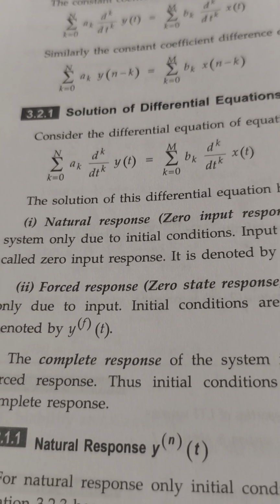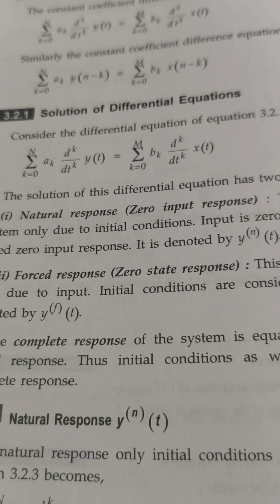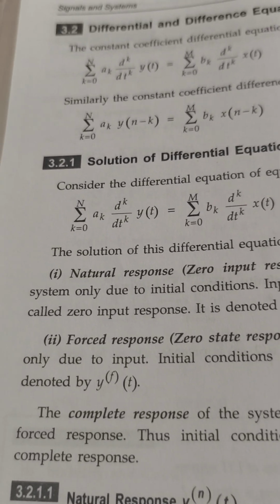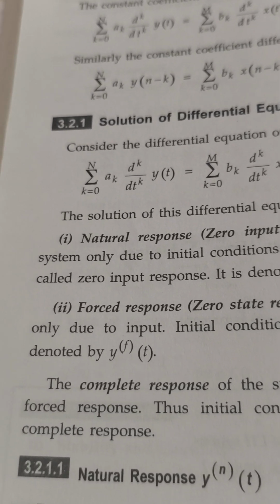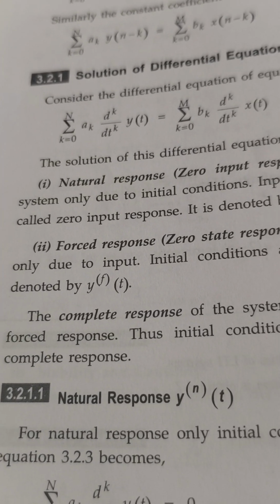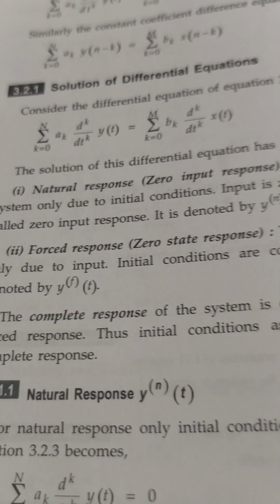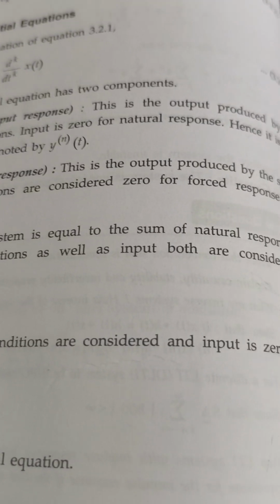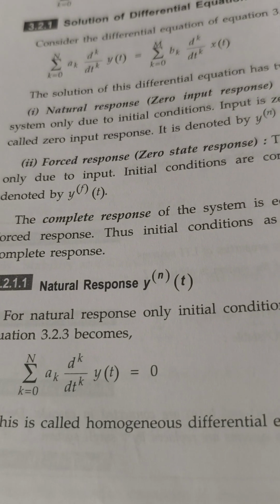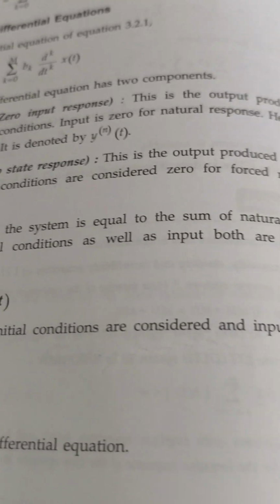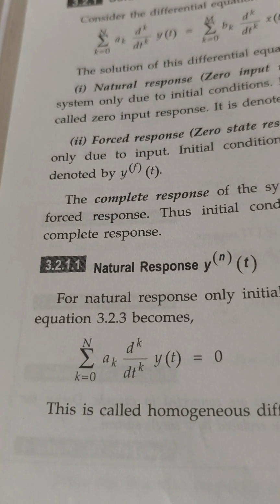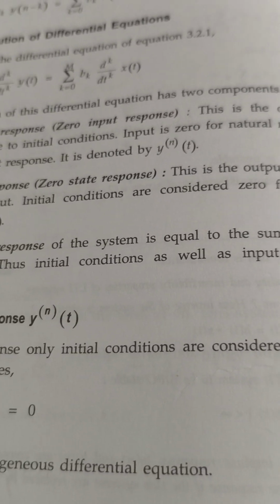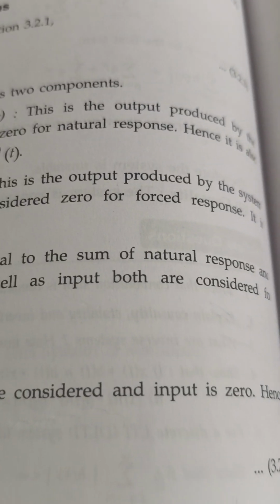In the previous video lecture, we discussed with an example how we can find the natural response of a differential equation. Today, in this video lecture, we'll discuss how to find the forced response. While finding the forced response, we'll consider the initial conditions as zero. This is the output produced by the system only due to the input. We consider the input, but the initial conditions are considered zero for the forced response.